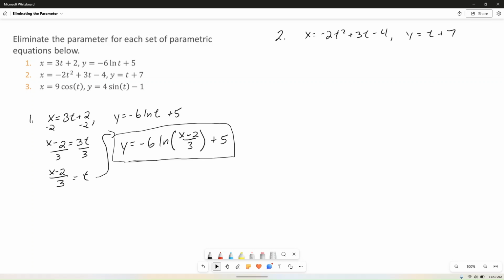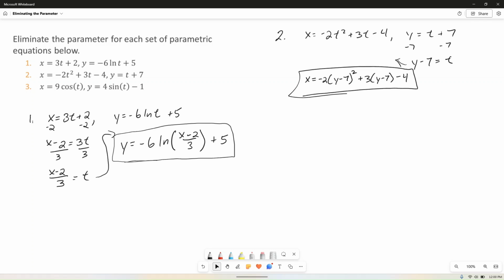So this time, let's solve the y equation for t. And this one will be pretty easy. To isolate the t, we just need to subtract 7 from both sides. So we end up with y minus 7 is equal to t. And I'm going to take that y minus 7 and plug it into the t's in my x equation. So I'm going to have x is equal to negative 2 times (y minus 7) quantity squared plus 3 times (y minus 7), and then minus 4.